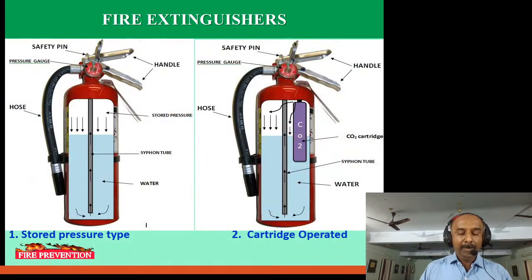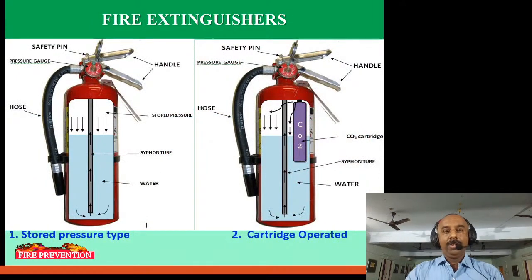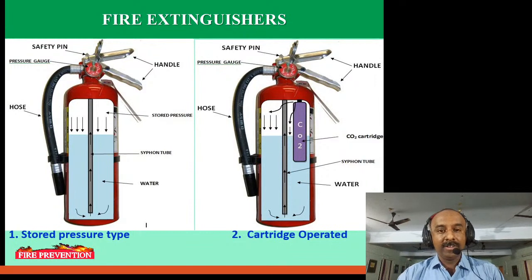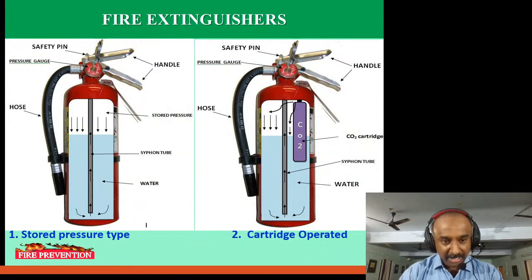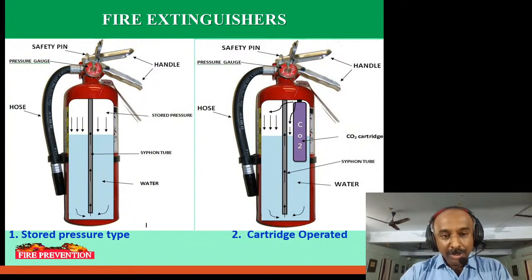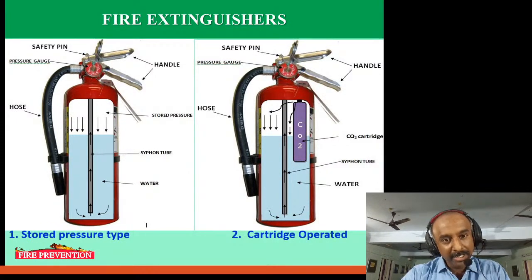Now, before you use the extinguisher, you should know the basic components of extinguishers. There are five major components of the extinguisher: cylinder, handle, safety pin, pressure gauge, and hose. The cylinder is mainly used to store the extinguishing agent under pressure. The handle is mainly used to operate the fire extinguisher. The safety pin is mainly used to lock the handle.